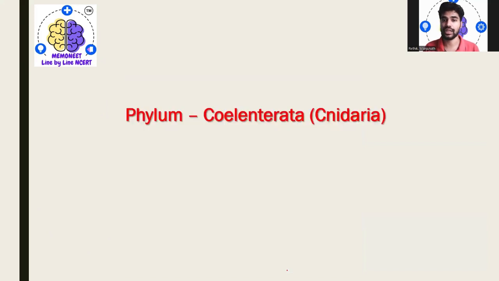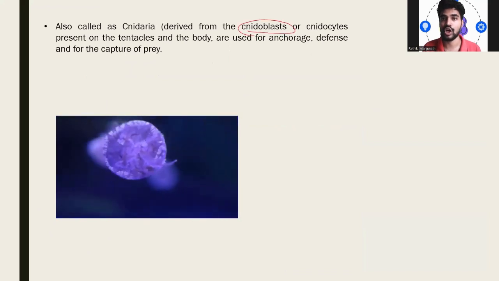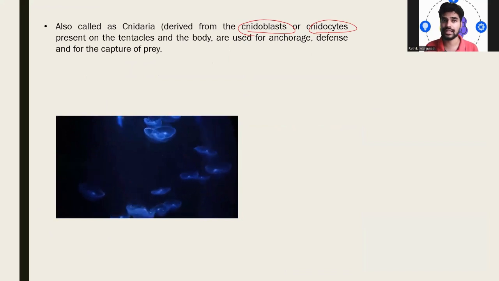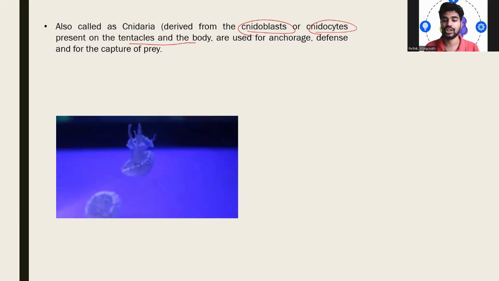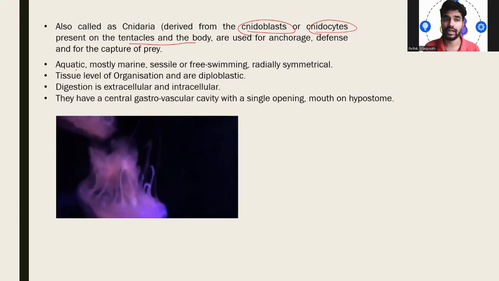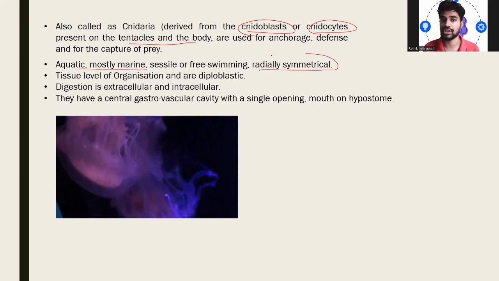The next phylum is Coelenterata, which is commonly called Cnidaria. This is actually derived from the cnidoblast or cnidocytes. There is a presence of tentacles on the body, and they are used for anchoring, for defensive purposes, or even for catching prey. They are aquatic, mostly marine, free swimmers, with a radially symmetrical body.